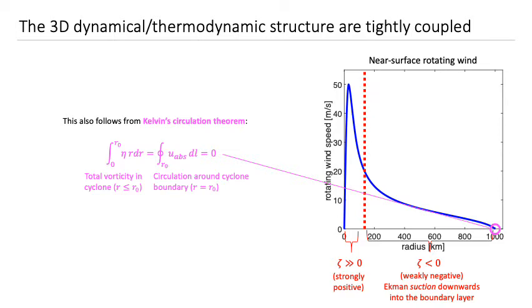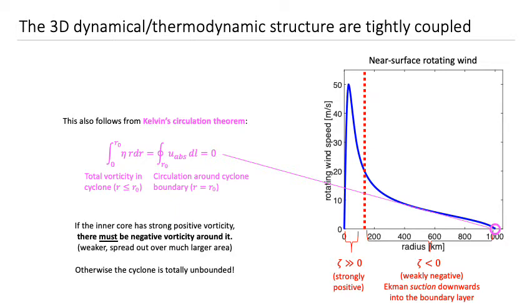And that's pretty cool, because for tropical cyclones, we generally think of them as a region of very strong positive vorticity, and that is definitely true in the inner core, but from Kelvin circulation theorem, there then has to be negative vorticity that's equal and opposite in magnitude around it. And that's exactly what's happening: the tropical cyclone has a much, much weaker in magnitude negative vorticity, but that's spread out over a much larger area in this outer circulation. If you didn't have this, the cyclone would be totally unbounded, which is impossible.